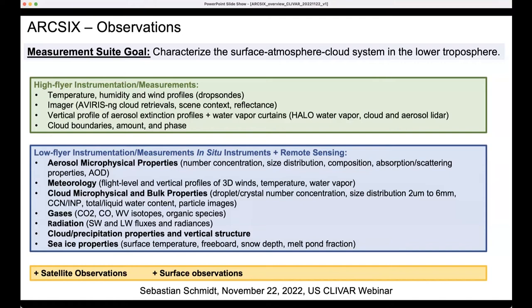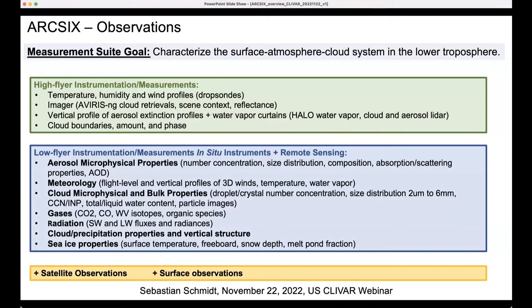So the remote sensing right now is going to be a Raman LiDAR. It's almost like a flying drop zone where we're flying curtains like a LiDAR, but we are getting the temperature profile and the water vapor profile underneath us. This is in addition, of course, to the HALO LiDAR on the high flyer, which gives us the water vapor mixing ratio. So that's the Raman LiDAR.